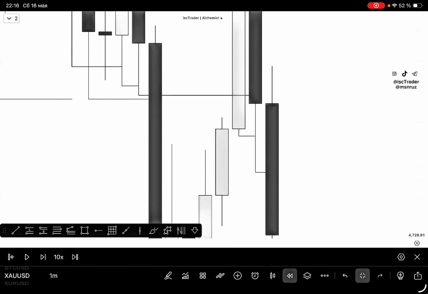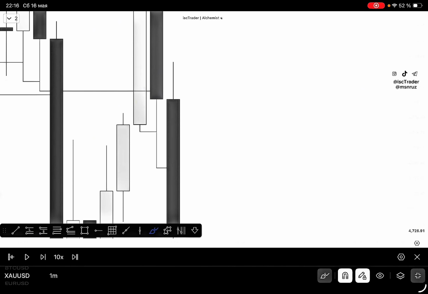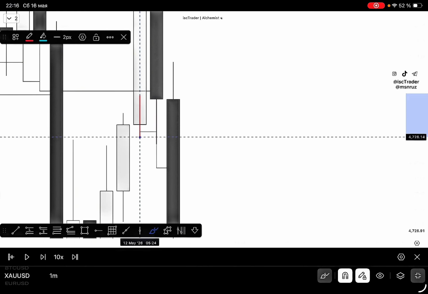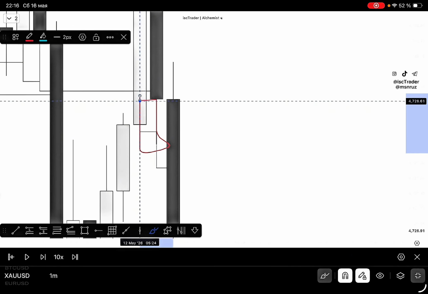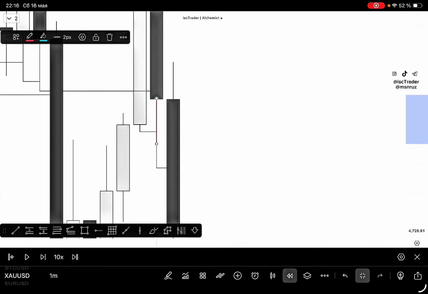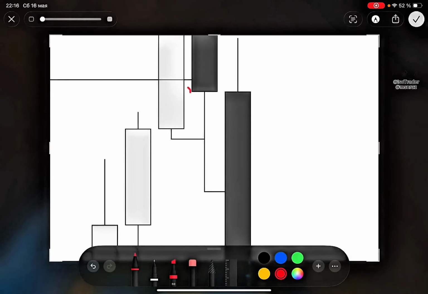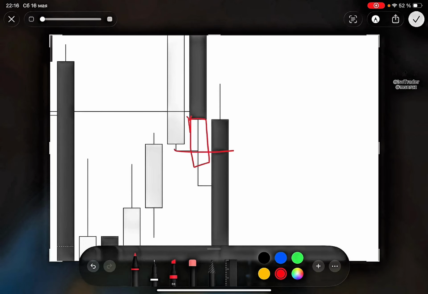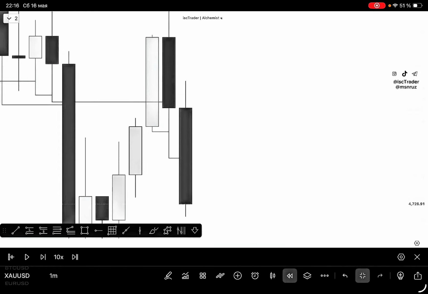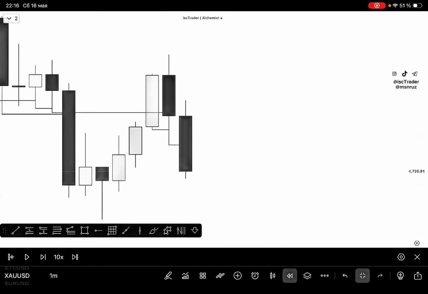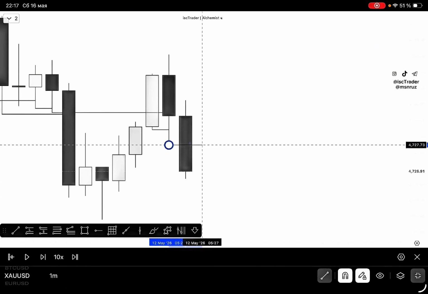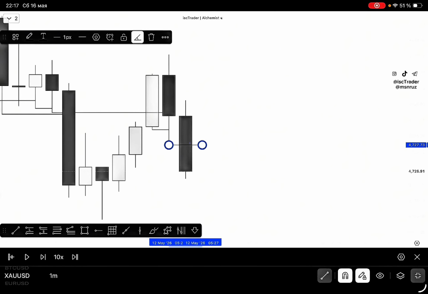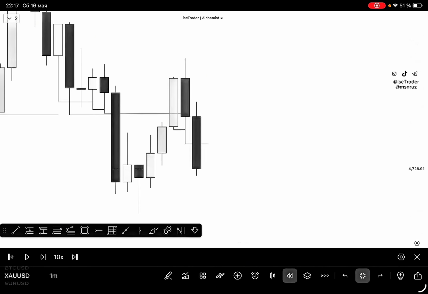If it had covered it with its body like that, it had closed with a body. If it had closed with its body, we could have considered it an order block and entered a trade. Alright, this current order block here is high risk. I do not recommend entering a trade from an order block like this.